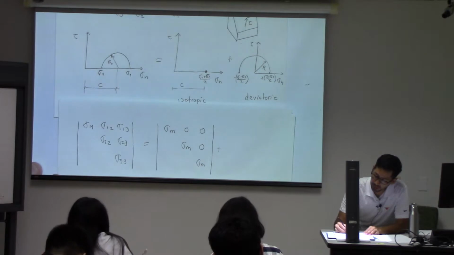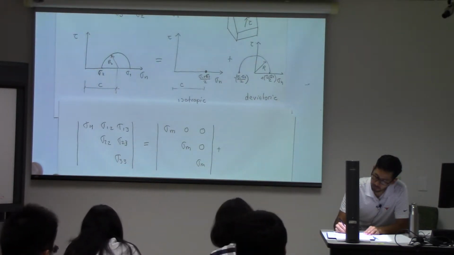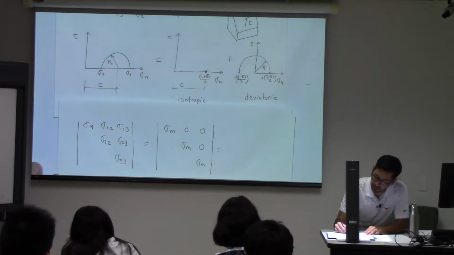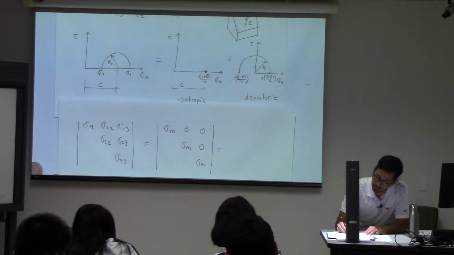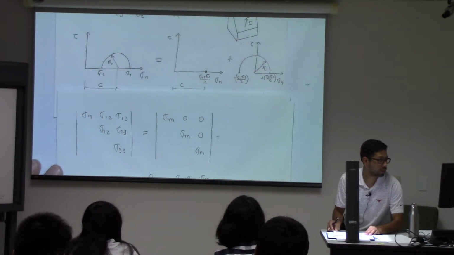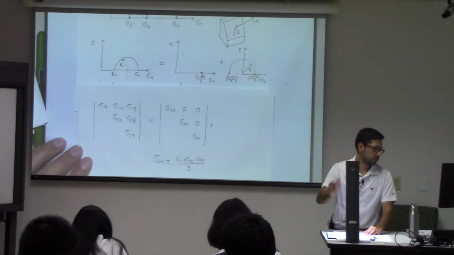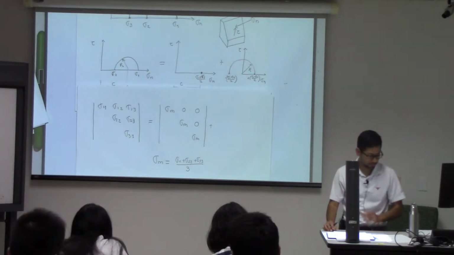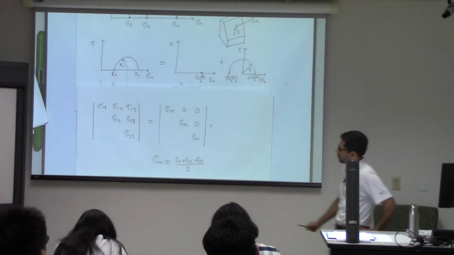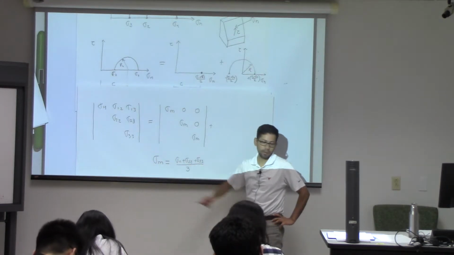as sigma 1,1 plus sigma 2,2 plus sigma 3,3 divided by 3. So all the diagonal terms, let me zoom out. All the diagonal terms, I add them up, I divide by 3, and I call that sigma m.